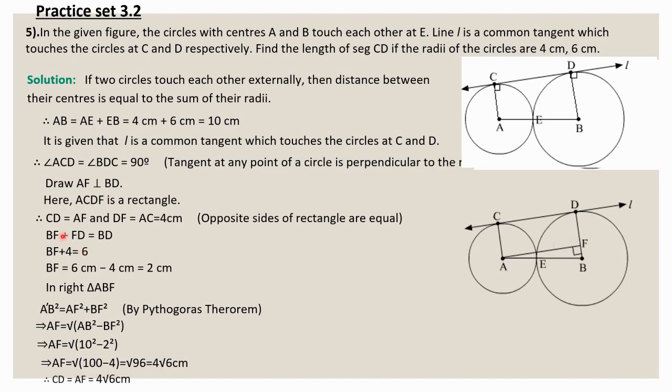But CD is equal to AF. If we look at the previous step, opposite sides of rectangles are equal. We have shown that CD is equal to AF. Hence, CD and AF have the same length. Therefore, CD is equal to 4 root 6 centimeters.